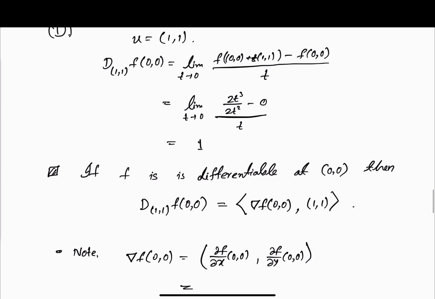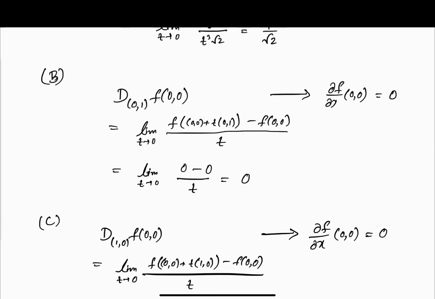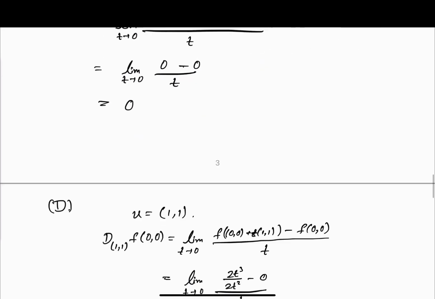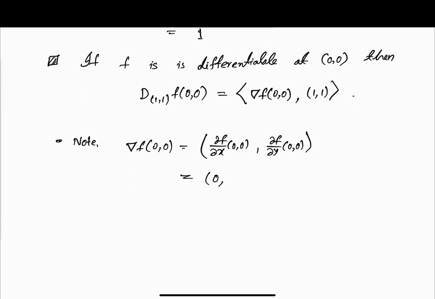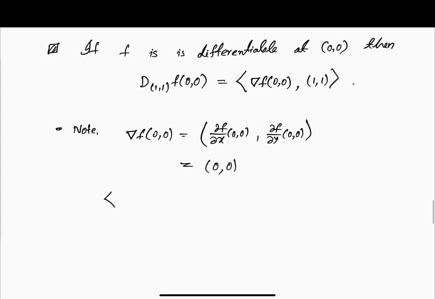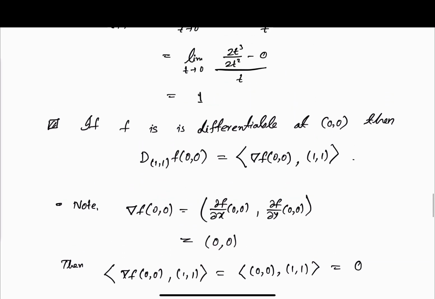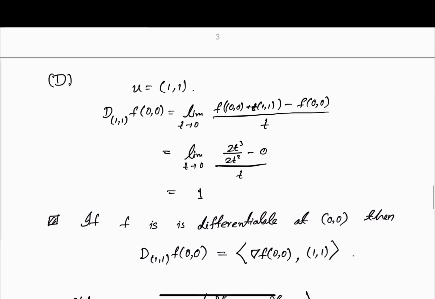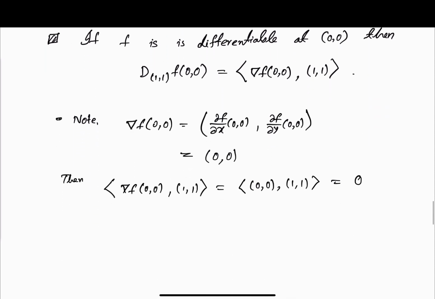Note that we have computed these two in B and C. Del f by del y is 0, and del f by del x at the point (0, 0) is 0. So this is (0, 0). Now find the inner product of the gradient of f at (0, 0) with (1, 1). This is the inner product of (0, 0) with (1, 1), which is basically 0, right? So what we got is that this inner product is 0, but the directional derivative of f at (0, 0) in the direction (1, 1) is 1. So these two are not equal, right?